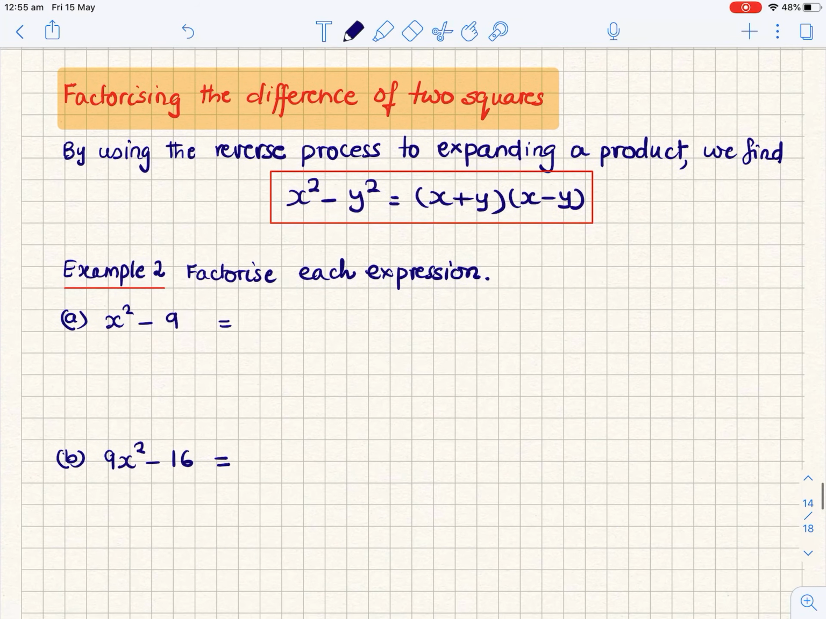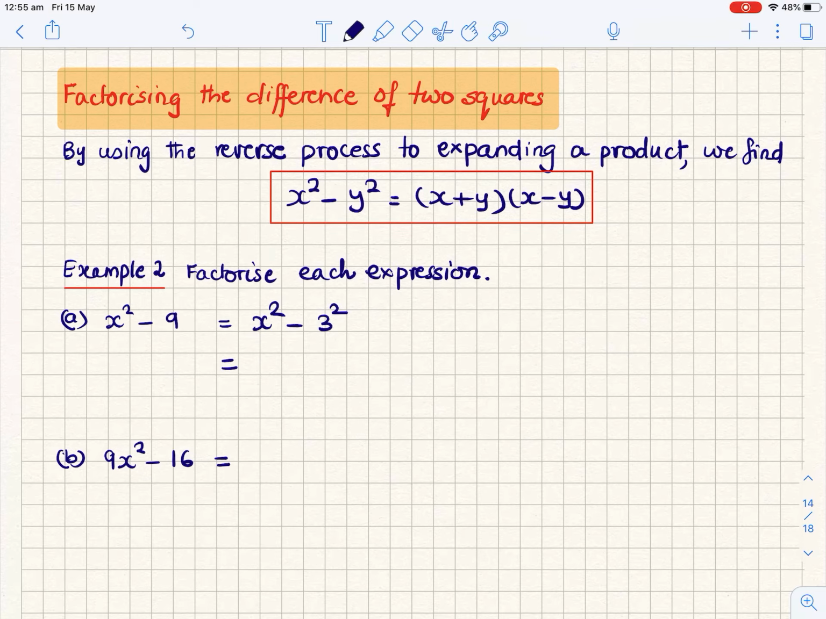Now we need to look at factorizing the difference of two squares. We have already done x plus y times x minus y is x squared minus y squared. And you know that factorizing is the reverse process of expanding a product. Factorize x squared minus 9. Can we write this as a difference of squares? Yes. x squared minus 3 squared.